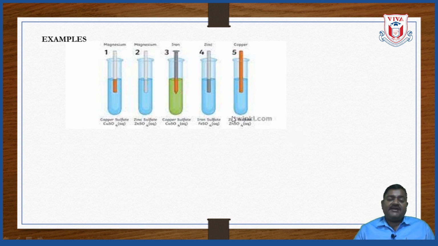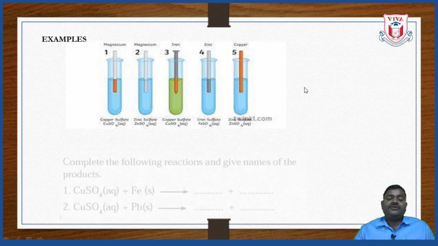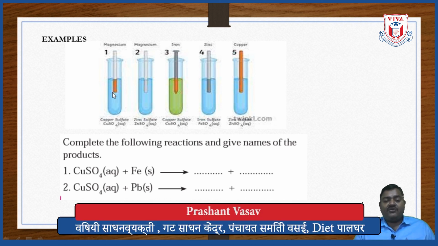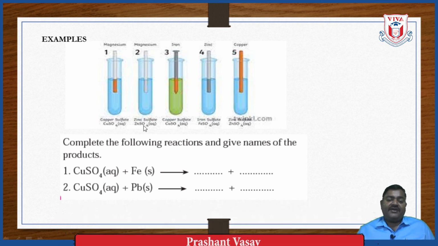You can see a different test tubes. There are 5 test tubes. So in the first test tube, copper sulfate, blue solution of copper sulfate, and magnesium element is dipped in it, that magnesium strip. You can take a magnesium strip. तुम्ही मॅग्नेशियमची स्ट्रीप पण घेऊ शकता. सेकंडला पण मॅग्नेशियमची स्ट्रीप घेतलेली आहे आणि सोल्युशन चेंज केलं आहे ZnSO4 झिंक सल्फेट.